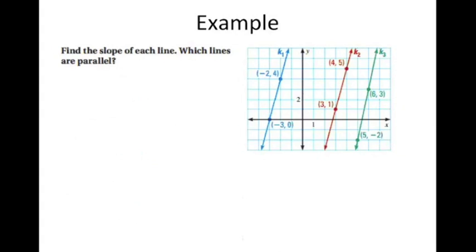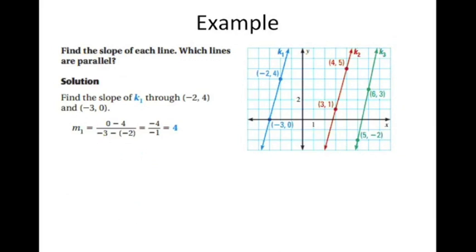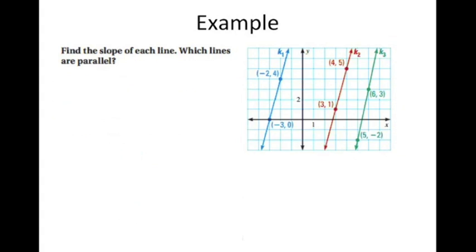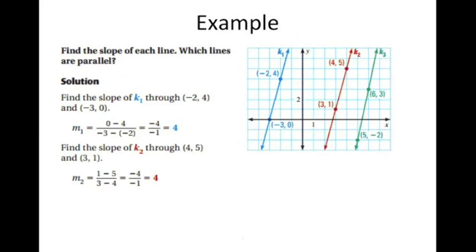Alright, so let's find some slopes. Let's do line K1 first. Okay, so the slope of K1 is 4. Is that what you got? Okay. How about K2? That is also 4. So since we have two lines with the same slope, those two lines are going to be parallel. So we can say that K1 is parallel, and remember the sign for parallel is two lines that look like they are parallel, to K2. Okay?